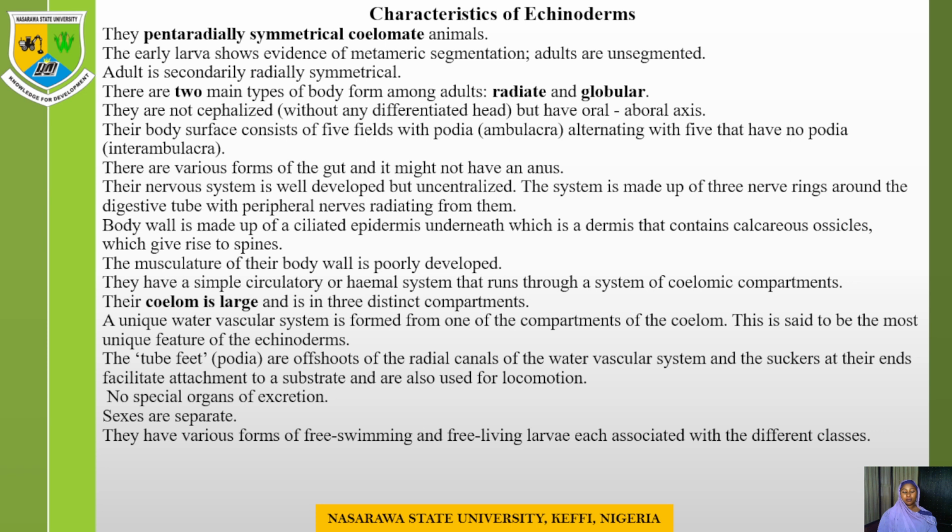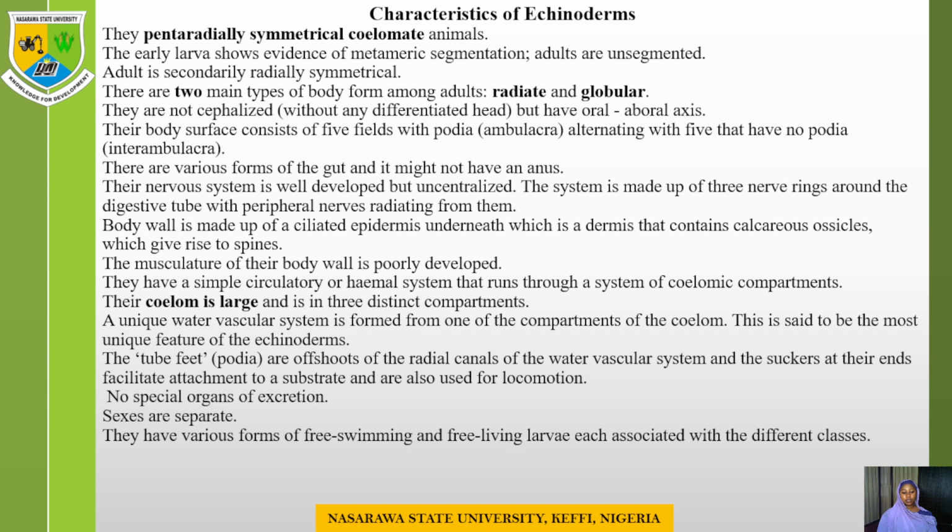Body wall is made up of a ciliated epidermis, underneath which is a dermis that contains calcareous ossicles which give rise to spines. The musculature of their body wall is poorly developed. They have a simple circulatory or hemal system that runs through a system of coelomic compartments. Their coelom is large and is in 3 distinct compartments. A unique water vascular system is formed from one of the compartments of the coelom. This is said to be the most unique feature of the echinoderms.